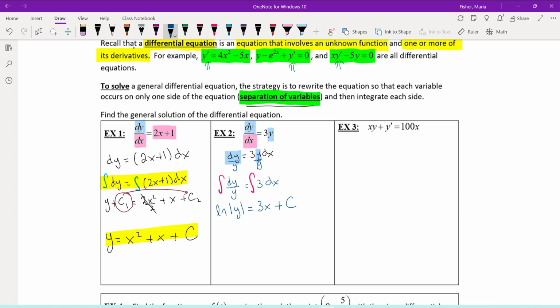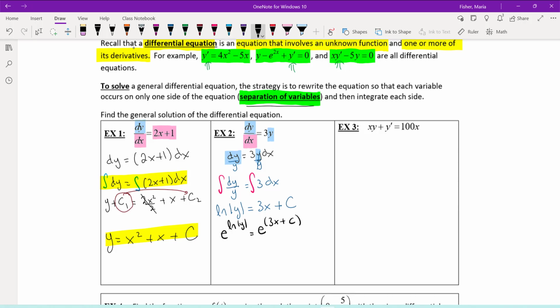Now if I want to solve this for y, I have to get y out of the natural log's argument. In order to do that, I can make e the base and raise e to this equation. So we can say e raised to the natural log of the absolute value of y is equal to e raised to the 3x plus c.